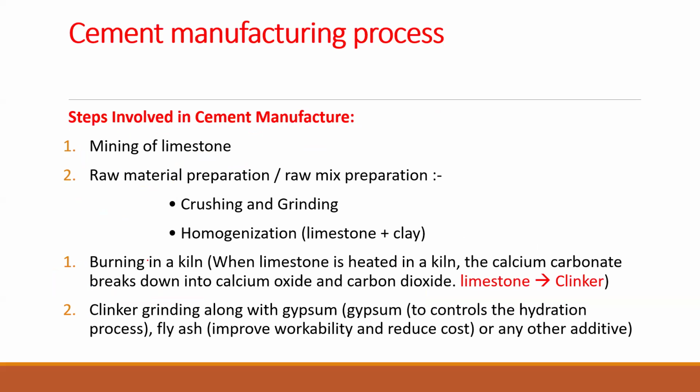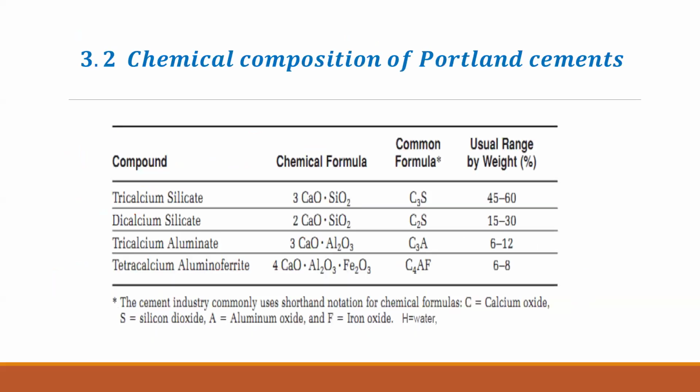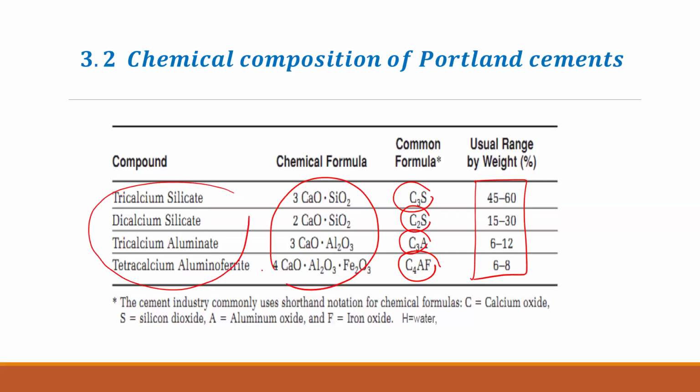And also we discuss the cement manufacturing. We mine the limestone, then we crush, grind, and homogenize it, and then we burn it in a kiln. Then the limestone becomes clinker, then we grind the clinker and we get the cement. Okay, so these are the 4 chemical compounds: C3S, C2S, C3A, C4AF, and we discuss the composition in general, and also the name and the full chemical formula.